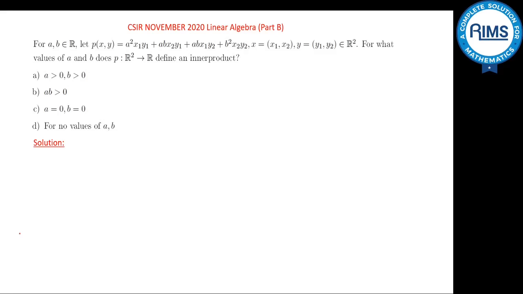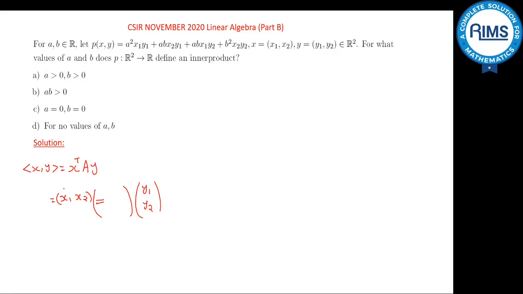Okay, here we have to find the values of A and B for which P is an inner product or not. So first consider the inner product of x comma y equal to x transpose, here it is of matrix form, therefore x transpose A y. That is, x1 x2 into some matrix capital A into y1 y2. Now we have to find the coefficients of this matrix capital A. So what is the first coefficient?